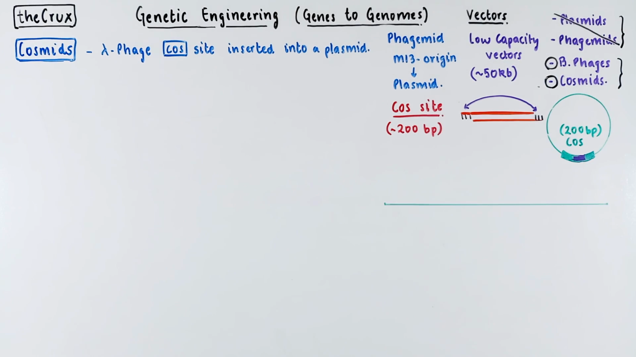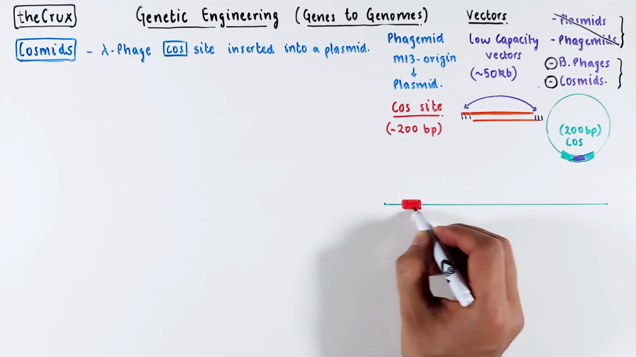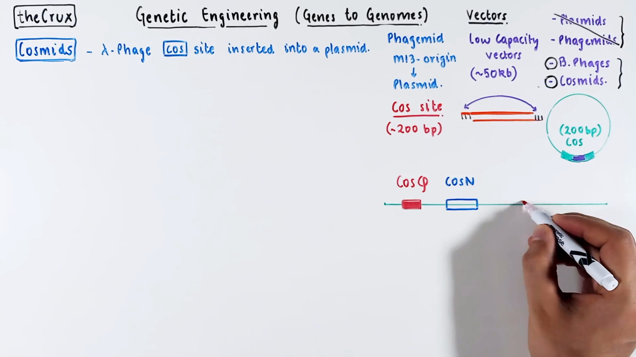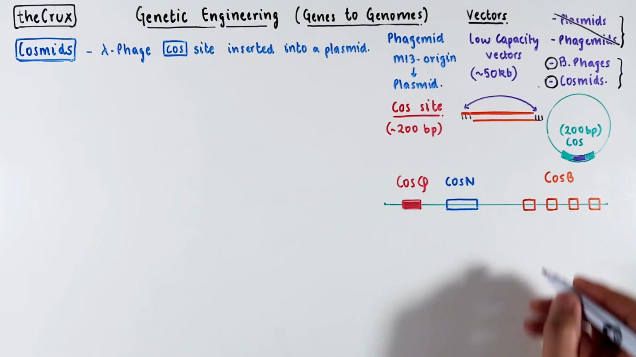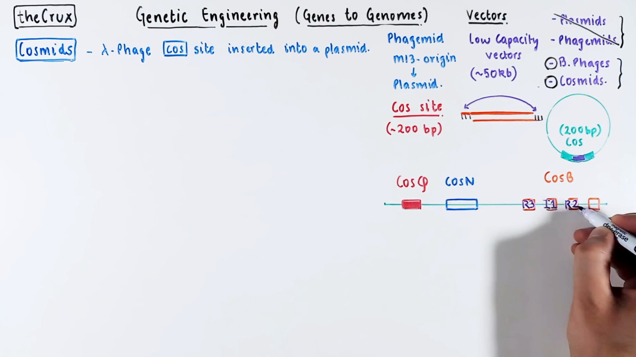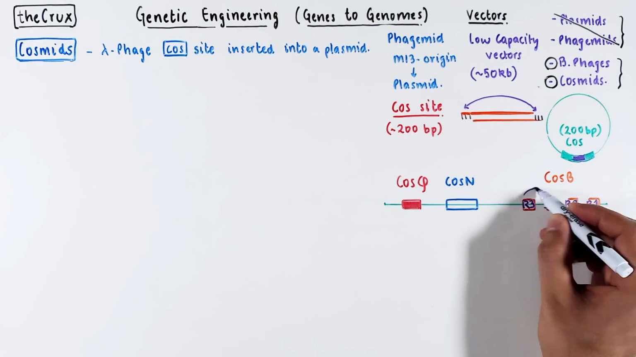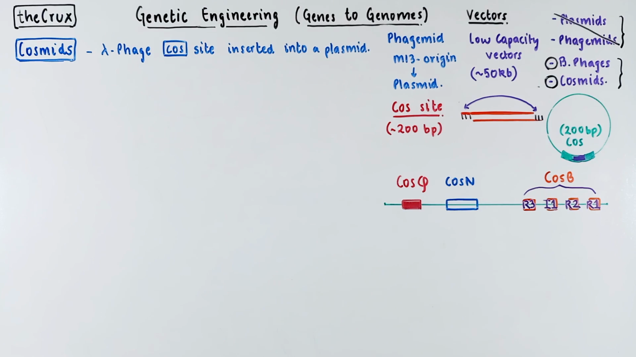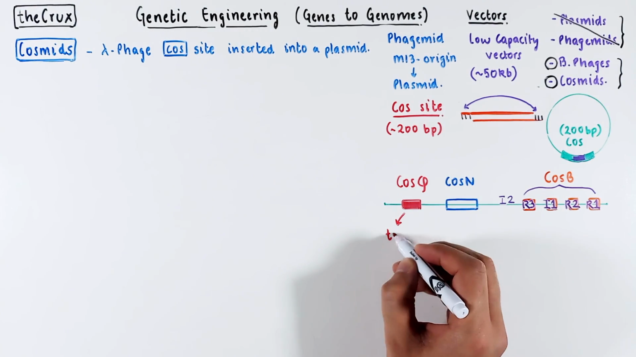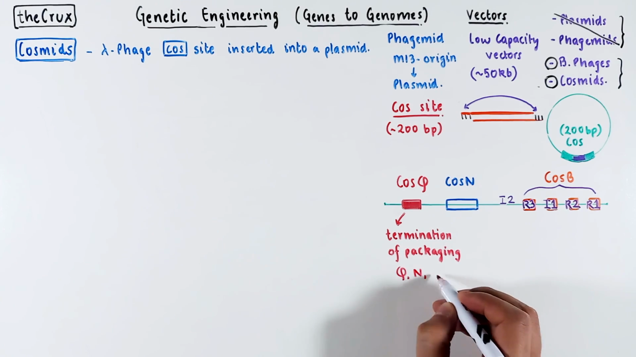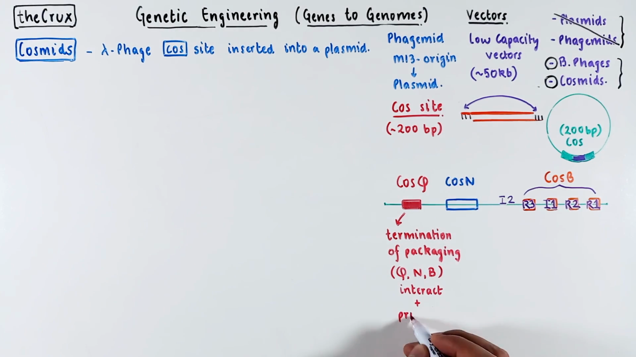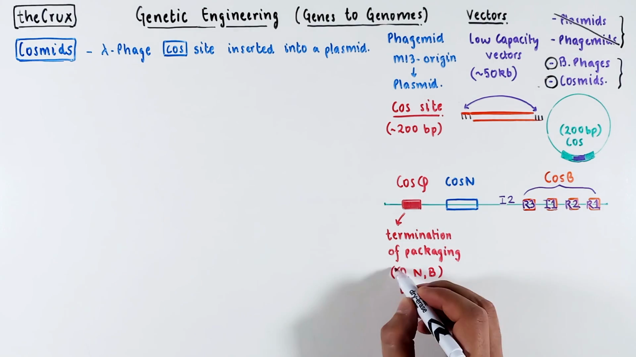The cos site has three main subregions: cos Q at one end, cos N in the middle, and the larger cos B, which is a bunch of repeating units. These repeat units have names like R1, 2, 3, and I1, 2, and 3. You may recall them from the origin of replication in E. coli. Cos-Q primarily functions to terminate the viral DNA packaging. Yes, you need all these three sites, with some proteins to terminate the packaging, but Q plays the leading role.